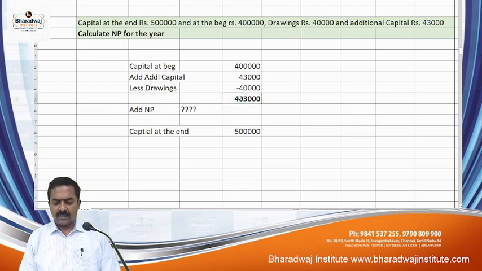We get 4 lakh 3,000. Capital at the end of the year given is how much? 5 lakhs is given. Net profit is the balancing figure. What is the net profit? You will add up to 5 lakhs. How much do you have to add to get 5 lakhs? 97,000 you have to add to get net profit. This is a balancing figure.